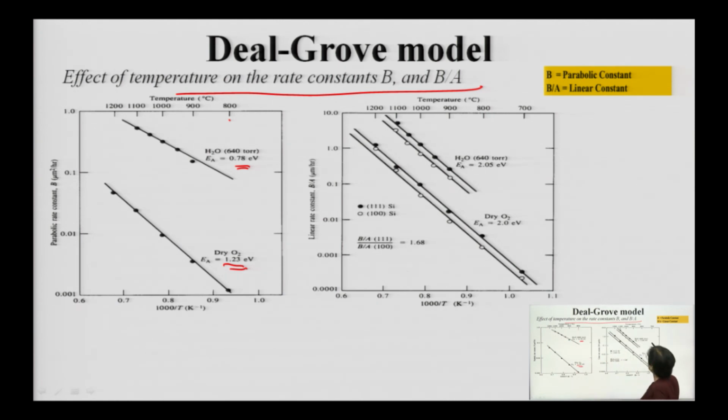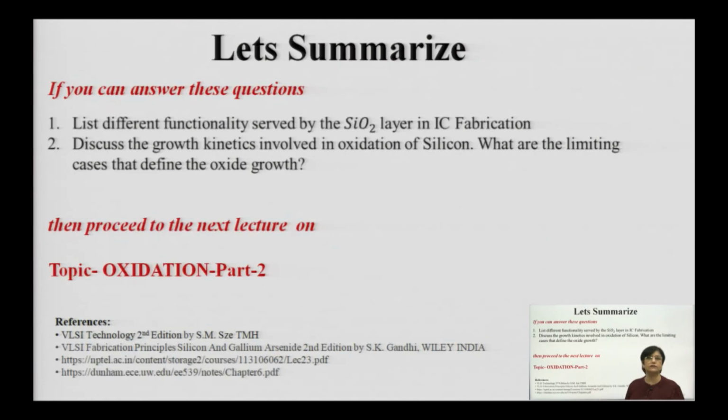Here also, 111 orientation is shown, because oxide growth is orientation dependent. Both 111 and 100 crystal orientations are shown, and you will see that with wet oxidation the activation energy is 2.05, whereas in dry oxidation it is approximately 2. This is known as the linear rate constant, and this is called the parabolic rate constant, when the thickness is small and when the thickness is large.